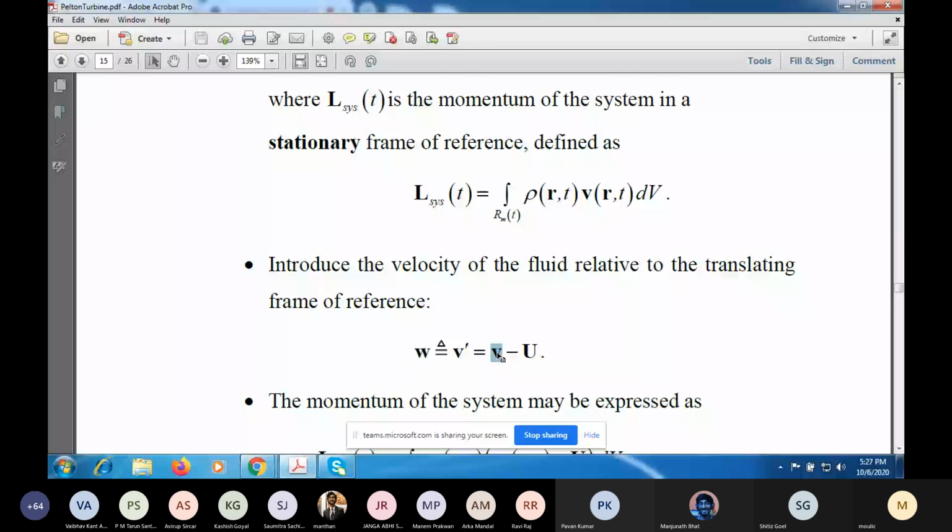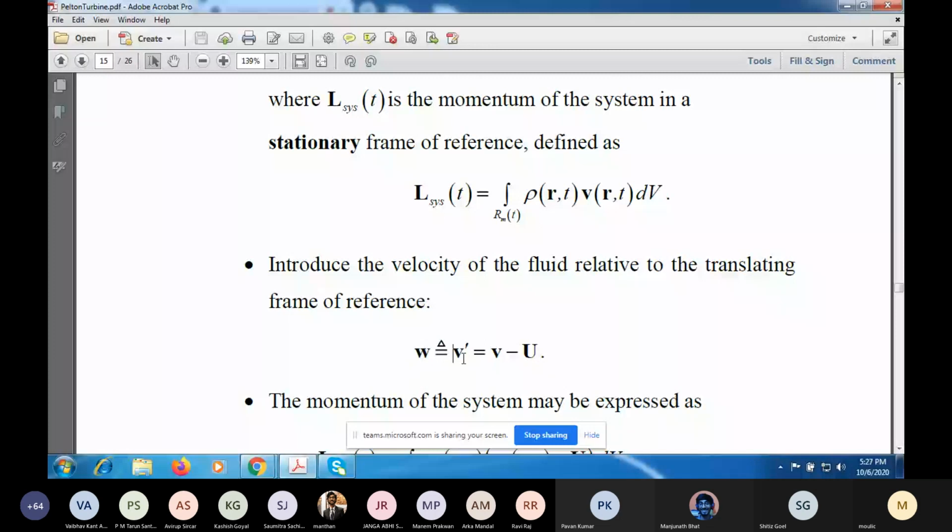Okay. Now since I've called that translating frame O prime, X prime, Y prime, you can call the velocity V prime. However, writing primes all the time may be cumbersome, so I'm introducing an alternative notation, which is the vector W, which is the same as V prime. And this symbol, as you may know, means they're identically equal by definition.